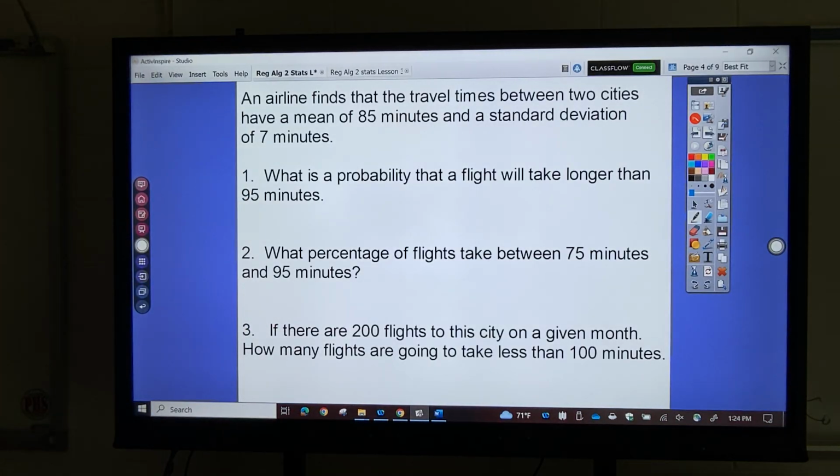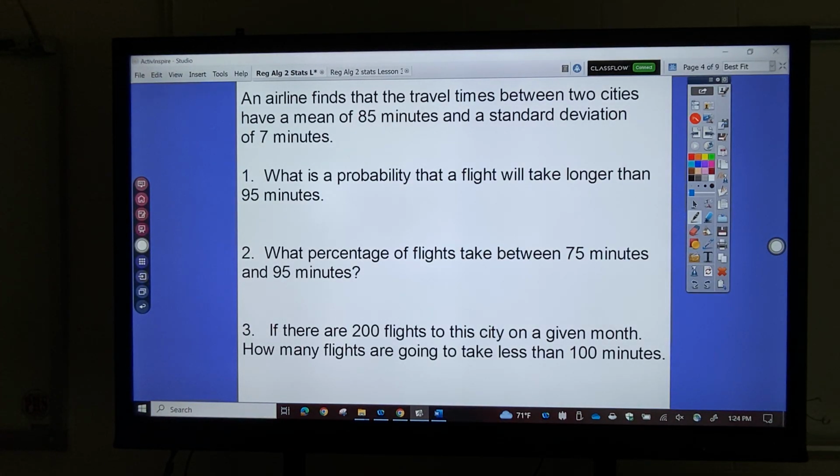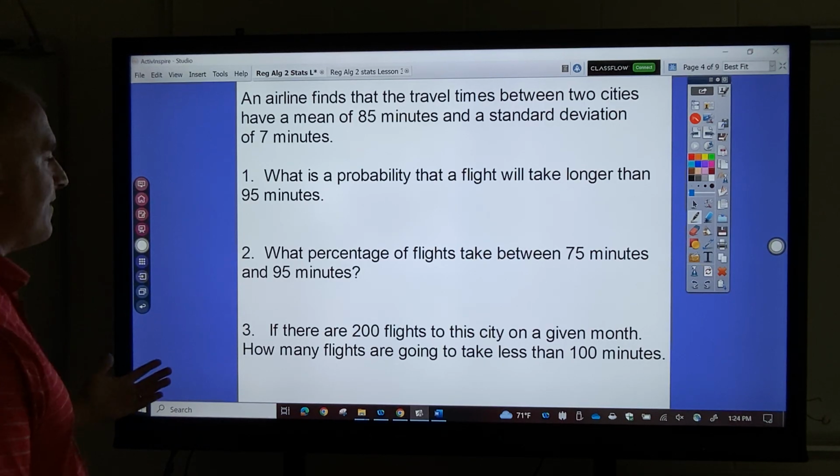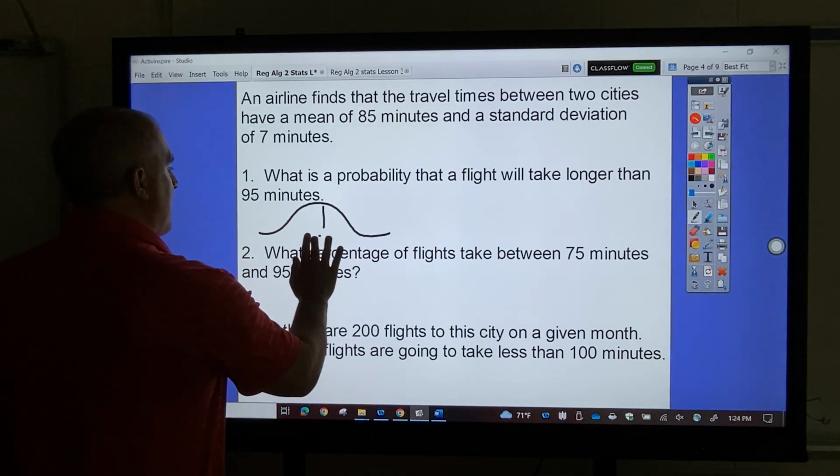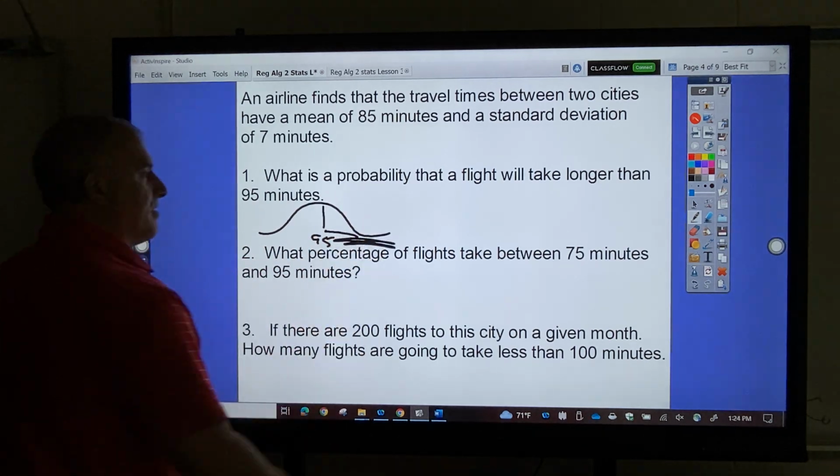Now, how do we use them? Let's go through an actual problem. It says an airline finds that travel between 2 cities has a mean of 85 and a standard deviation of 7. What is the probability a flight will take longer than 95 minutes? Well, what does that mean? Longer means greater than, to that side.